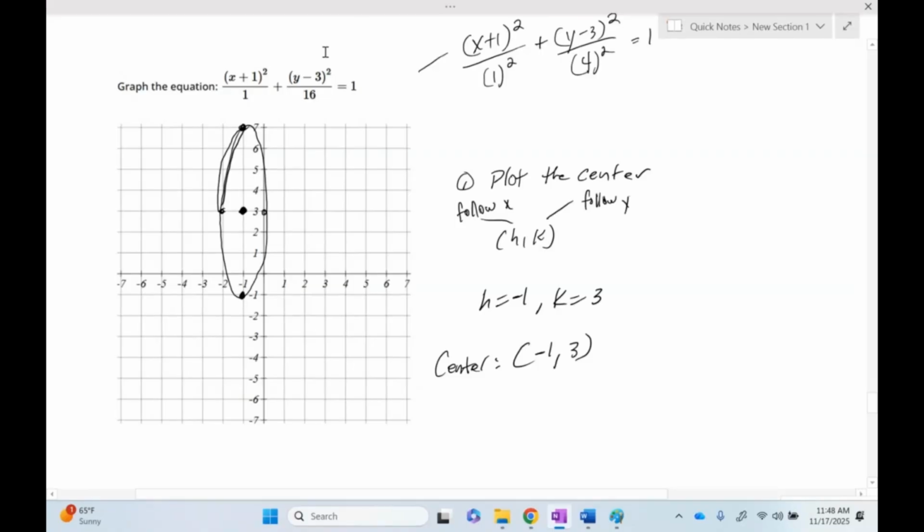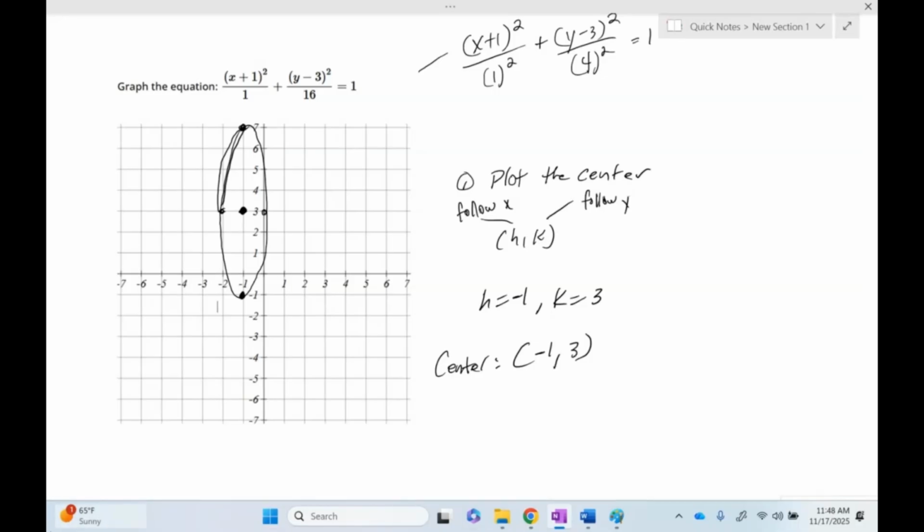So everybody see what I did? I just plotted the center. After you plot the center, you always move along the major axis. So I went up 4, then I went down 4, and then for the minor axis, I went over 1 to the right and to the left. So sort of the same thing you would have done at the origin, except the center's kind of straight away from the origin.